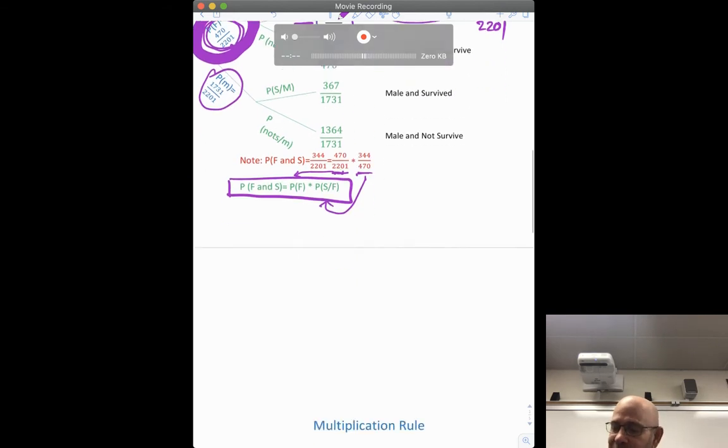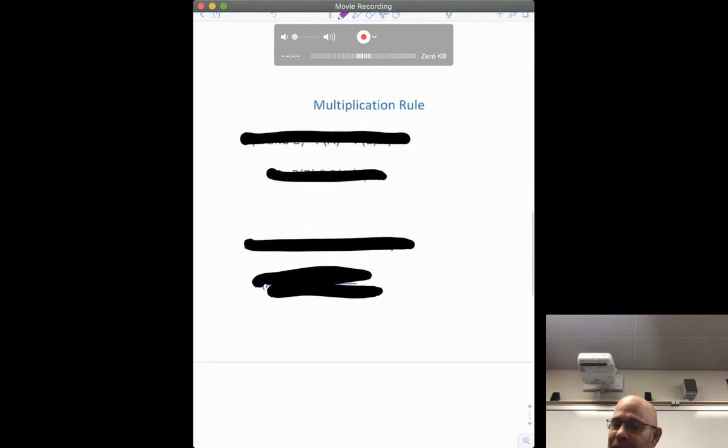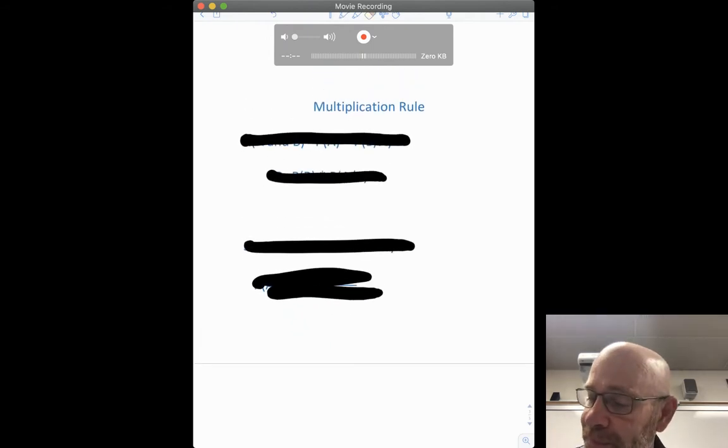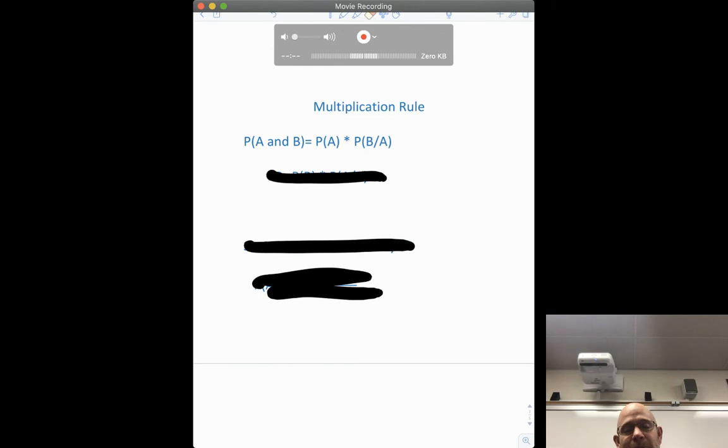So we'll formalize this formula for you into what's called the multiplication rule. The multiplication rule is the probability of A and B is equal to the probability of A times the probability of B given A. Or you can switch them around. No one's going to tell you which one's A, which one's B, which one's the first one, which one's the second one.